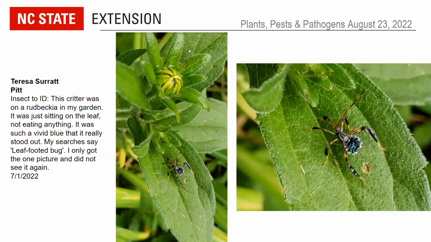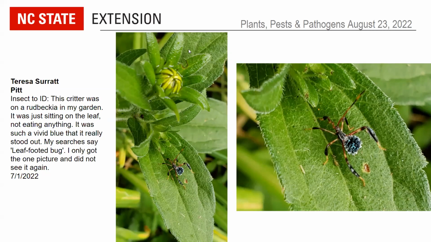So this is from Teresa Surratt in Pitt County. It says insect ID. This critter was on Rudbeckia in my garden. It was just sitting on the leaf, not eating anything. It was such a vivid blue that it really stood out. My searches say leaf-footed bug. I only got the one picture and did not see it again.